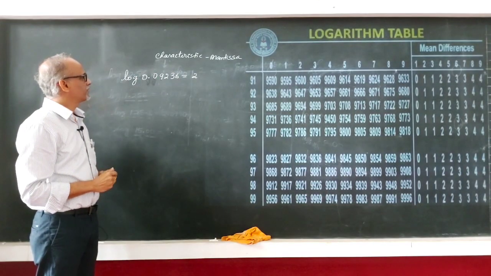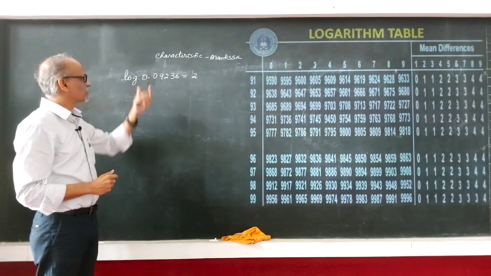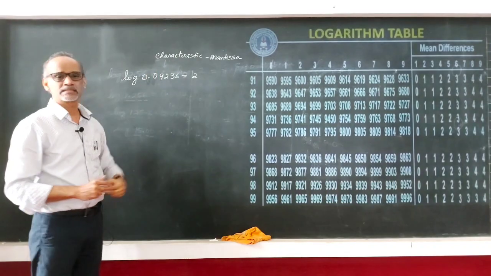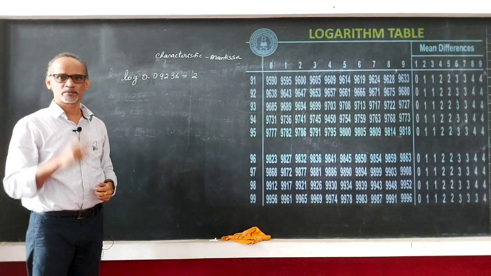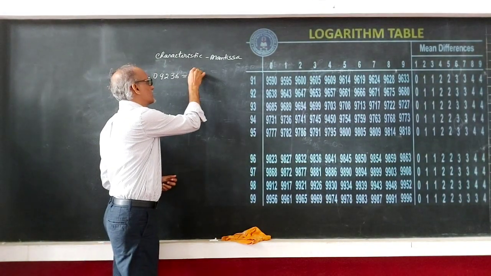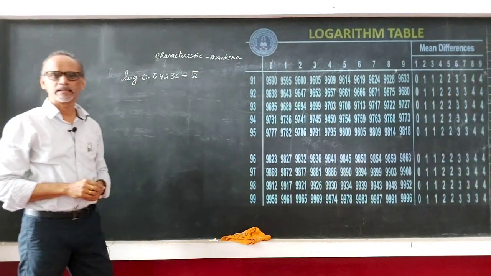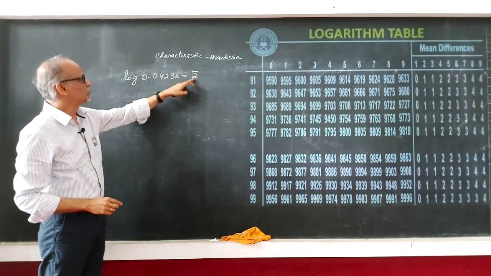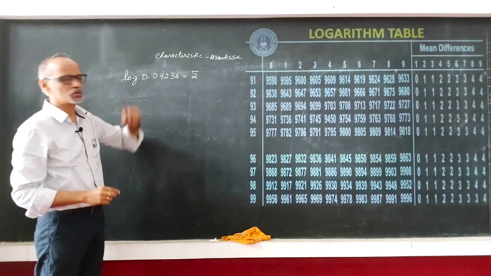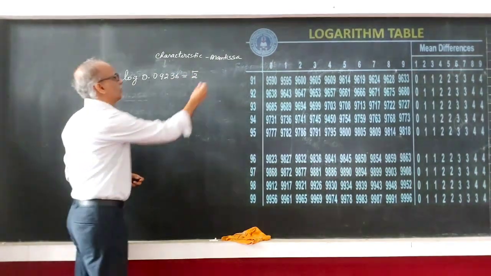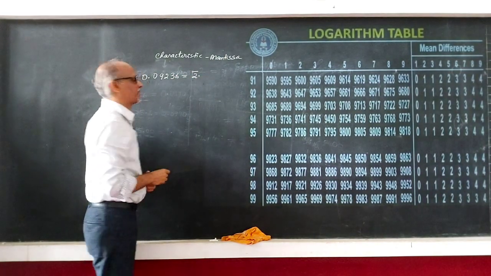Now, whenever the number is lesser than 1, this characteristic is always negative. So that's why we represent it by drawing a line above, and we read this as 2 bar or bar 2.